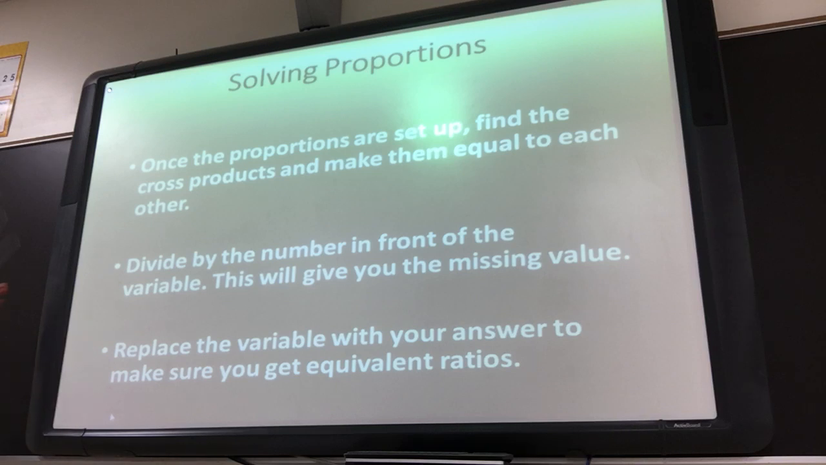And then we're going to be solving a one-step equation. I know we haven't talked about that yet this year. It's something we'll look at a little bit later. But we're basically going to divide by the number that's in front of the variable. And that's going to give us the missing value.